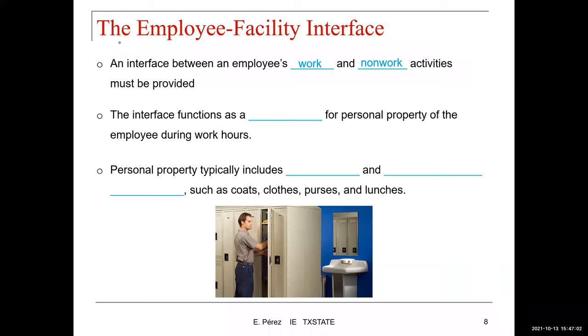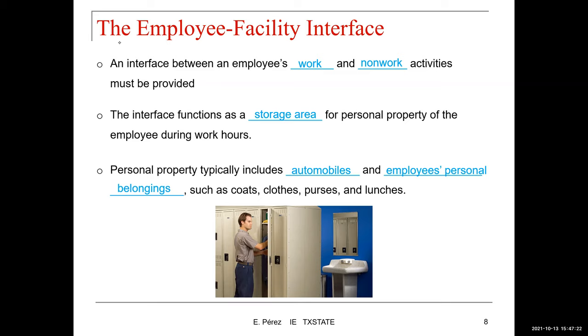So this interface functions as a storage area for personal property of the employee during work hours. Personal property typically includes the cars and the employee's personal belongings, such as coats, clothes, purses, and lunches.